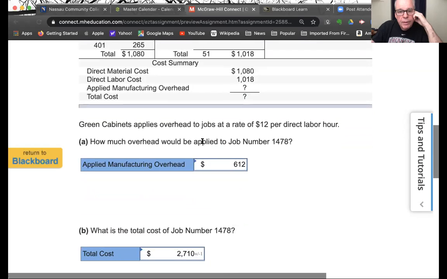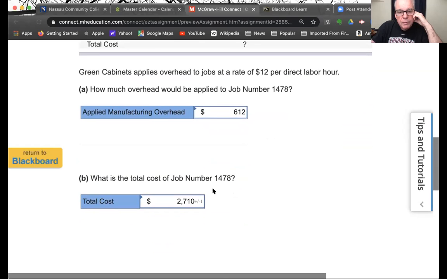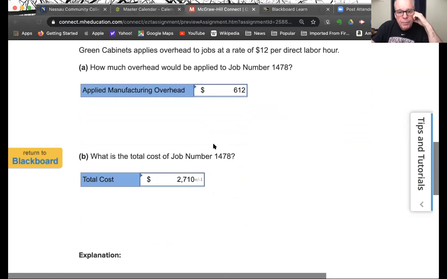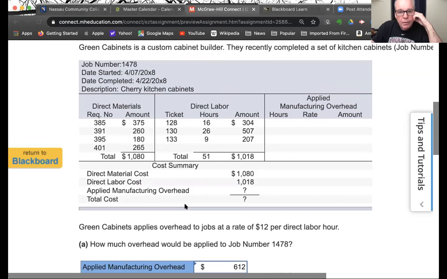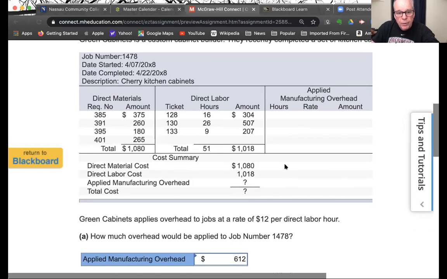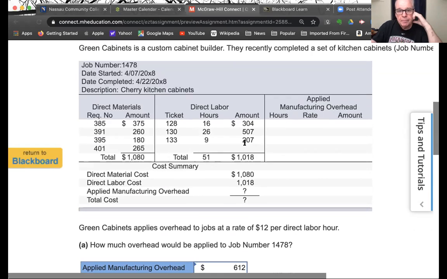Okay, now here, overhead applied, the total cost of this job number, right? And, you know, what would the total cost be? It would be the materials plus the labor plus the overhead. So we have to figure out how to apply the overhead. They're telling you the rate is $12 an hour based on direct labor hours. How many direct labor hours were there? 51. 51 times 12. That's the applied overhead.